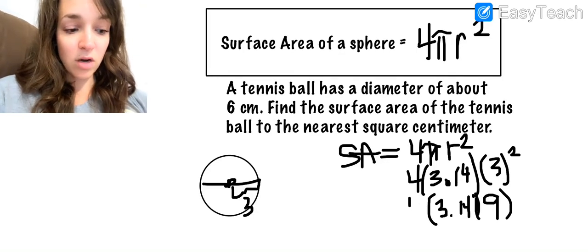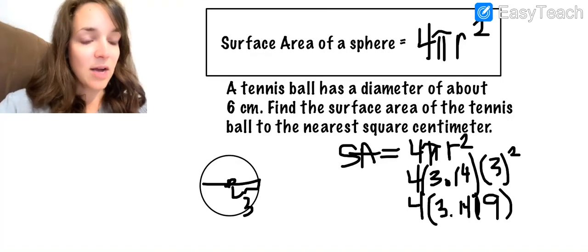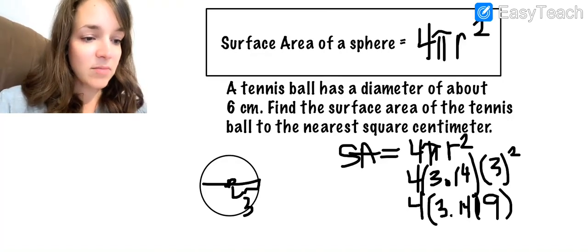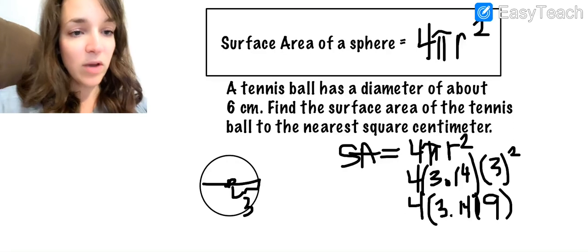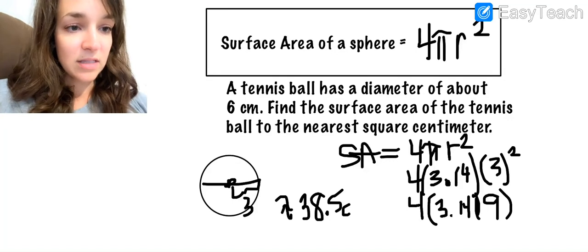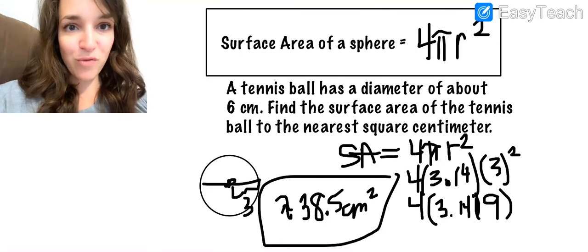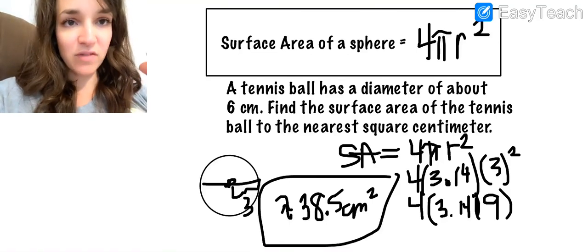times 4. Okay, so then when I multiply all that out, I'm going to end up with approximately 38.5. So I'm doing my little approximately 38.5 centimeters squared. Okay, so it's just plugging in values to the formula. That's all that is for surface area of a sphere.